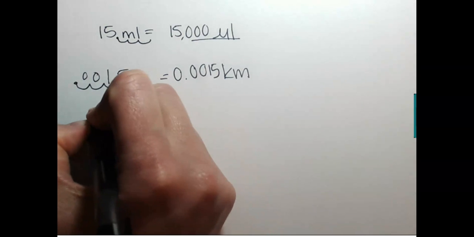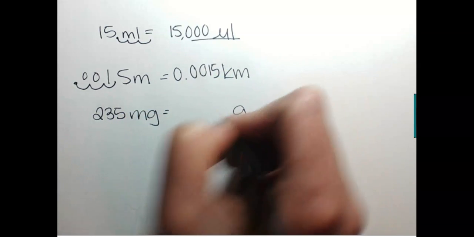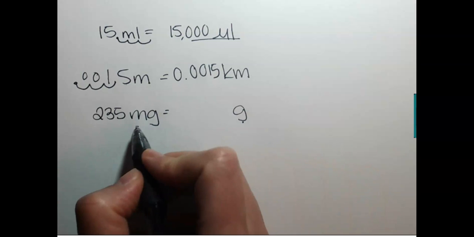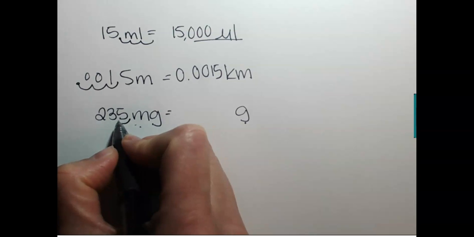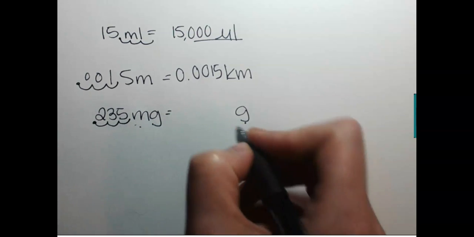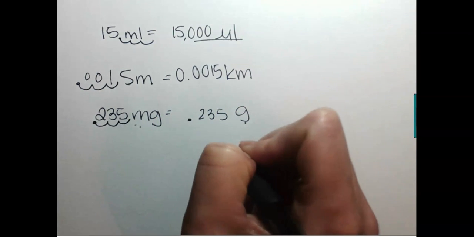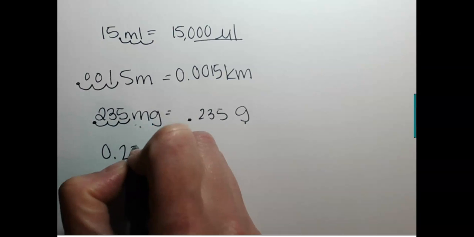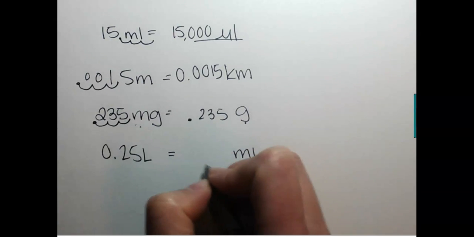Next, you had 235 milligrams to grams. So milligrams is the smaller unit, grams is the larger unit. There's 1,000 milligrams in a gram. So you have 1, 2, 3 decimal places, so it's 0.235 grams. And last but not least, 0.25 liters is equal to how many milliliters?